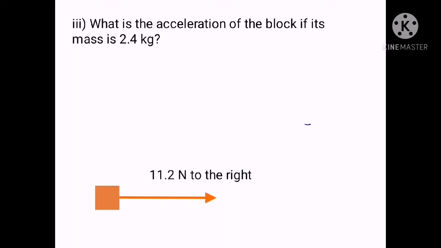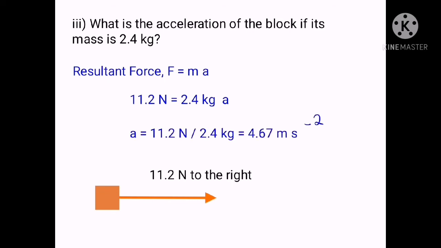To calculate our acceleration, we are simply going to use the formula that we have learned in Form 4, which was F equals ma. So my F is 11.2 Newton. My mass is 2.4 kg, so my acceleration is 11.2 divided by 2.4, which is 4.67 meter per second square. Meaning the object will accelerate to the right with an acceleration of 4.67 meter per second square.